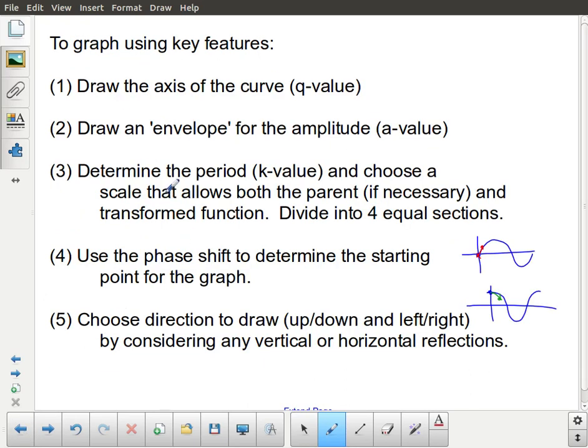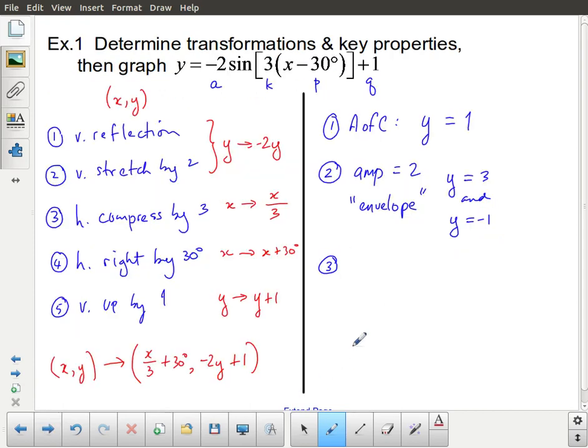My third step, determine the period and then choose a scale. Well, choosing a scale comes down to the graph. So what's my period going to be? The period, which I also use capital T to represent, is 360 degrees divided by the k value, which in this case was 3. So that leaves me with a new period of 120 degrees.